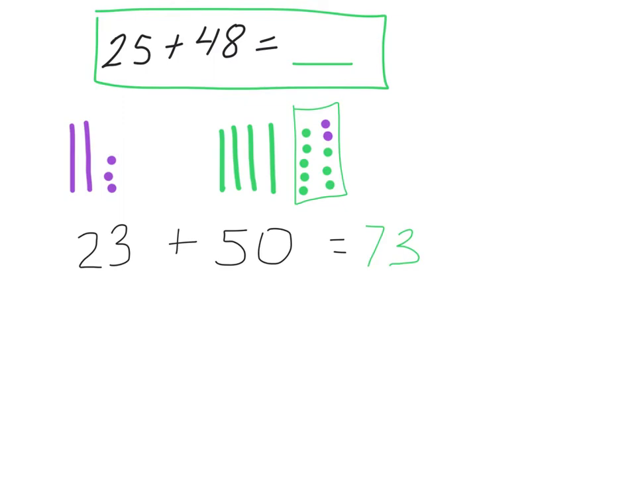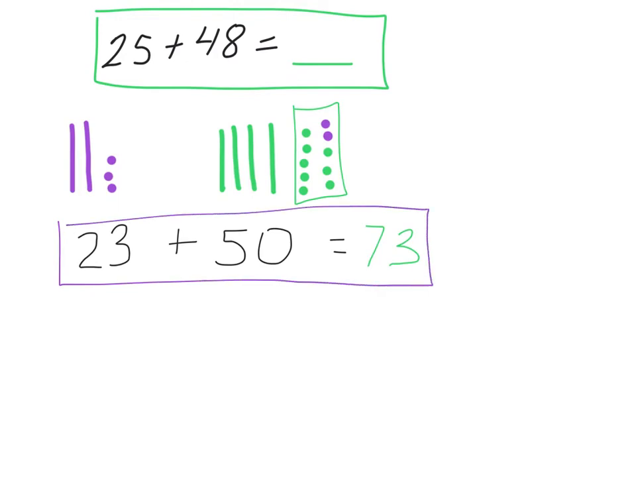When we add 23 plus 50, is the sum the same as 25 plus 48? Well, yes. The blocks for the two models were moved around, but the total number of blocks did not change, so the sum is the same. This is compensation.